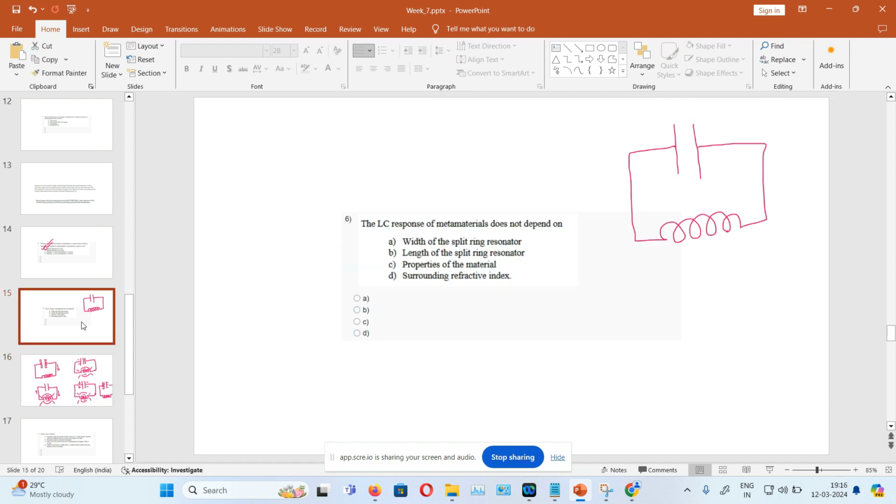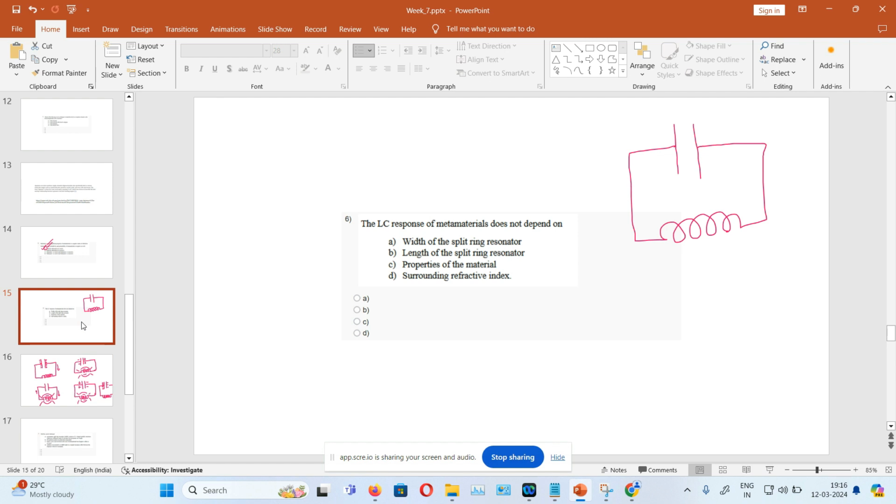Now let's go to the question. This is called the LC response. A normal metamaterial will also behave like a resonant LC circuit. So the LC response of a metamaterial does not depend on the width of the split ring resonator. Actually it depends on the width of the split ring resonator. It depends on the length of the split ring resonator also.